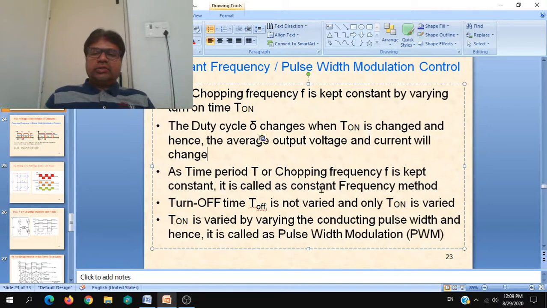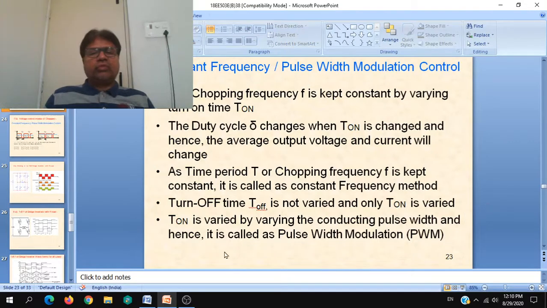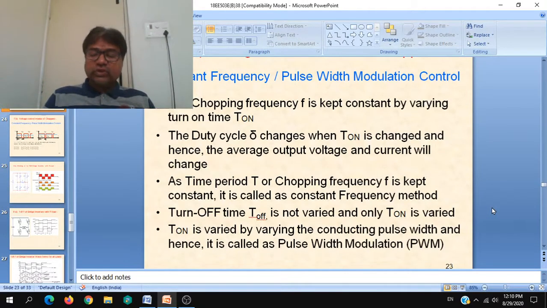As for frequency, it is a constant frequency method. Turn off time is not varied, only turn on is varied. T on is varied by varying the conducting pulse width, and hence it is called pulse width modulation. So that is how the general working procedure of choppers is followed for describing voltage control modes.